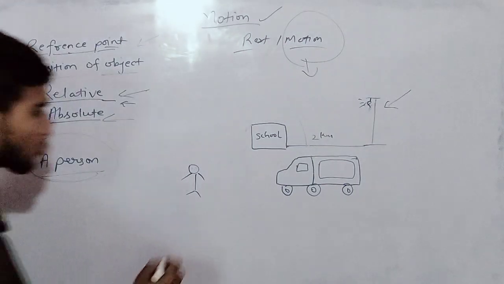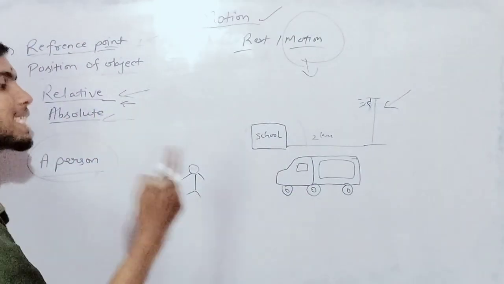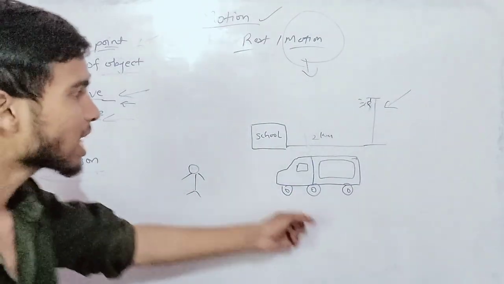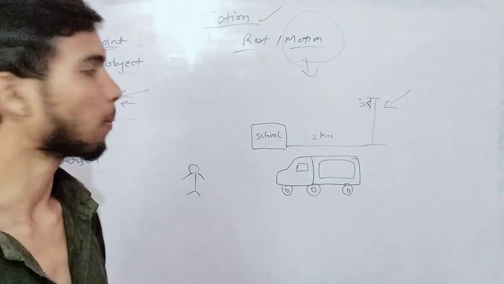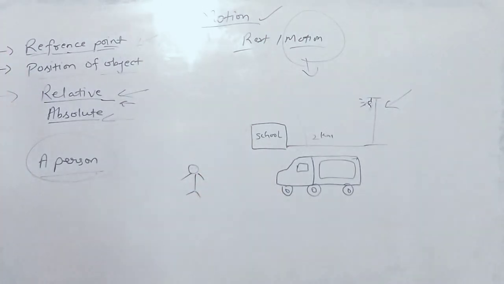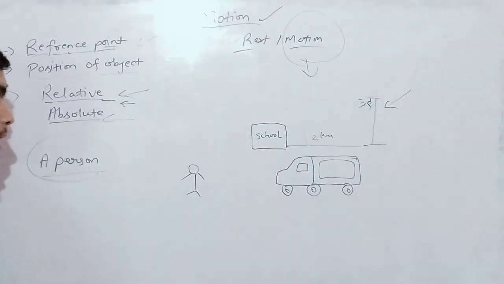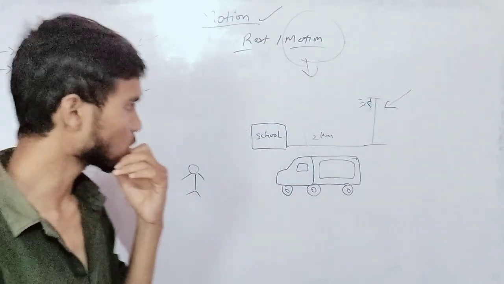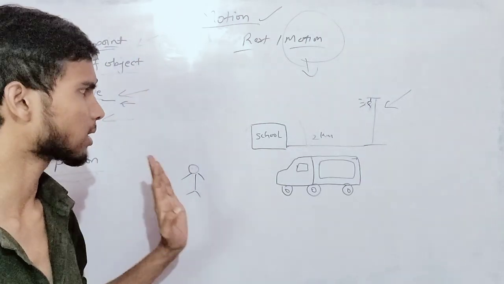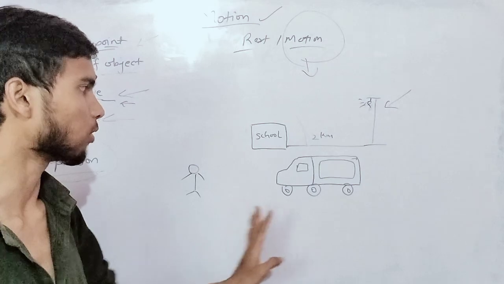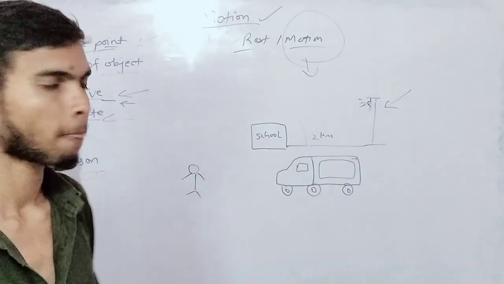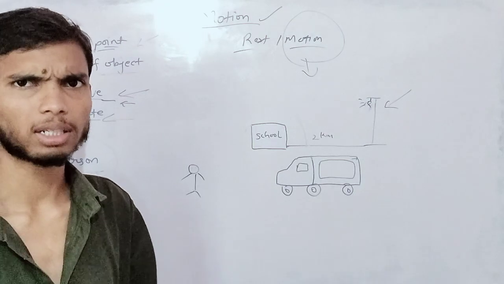Now here, this is an observer who is standing on the road and he is not moving. This vehicle is also standing on the road, and it is also not moving at all. Both are at rest. Time is passing, but he is still standing. This vehicle is also not moving, and time is passing. Now you would say both are at rest.